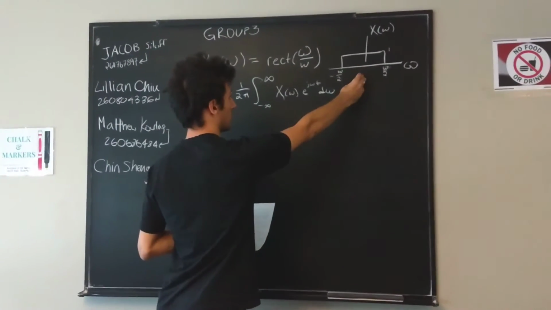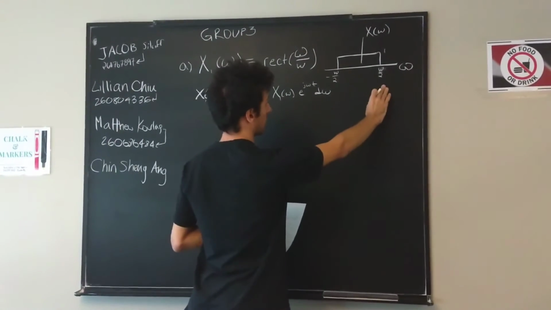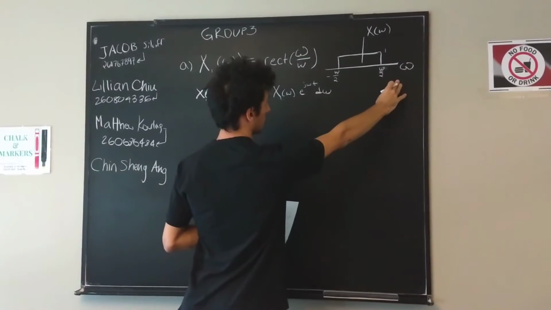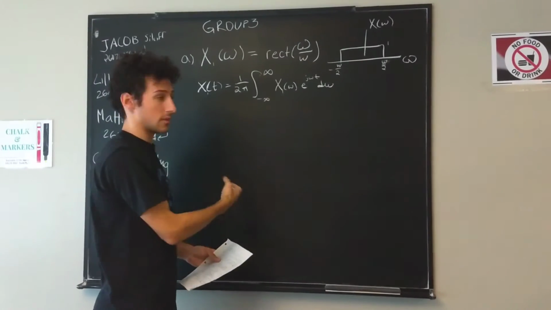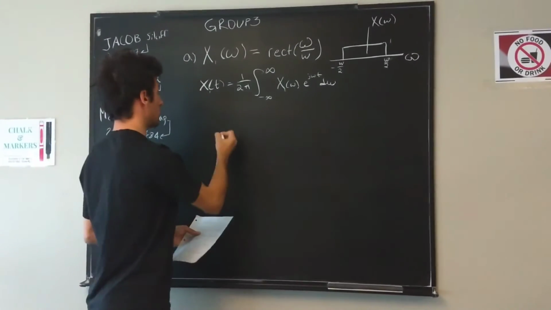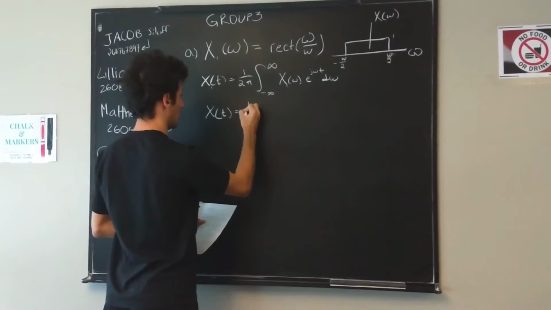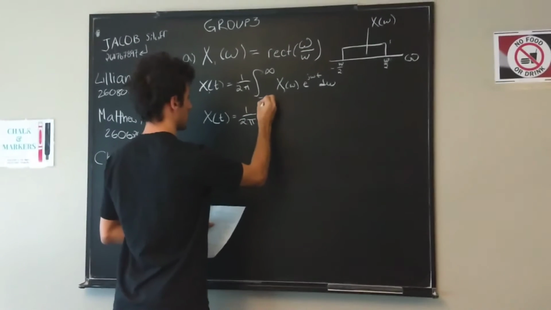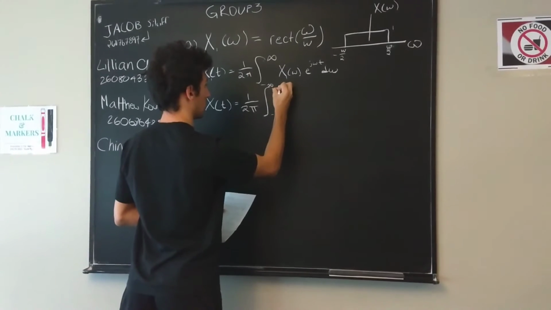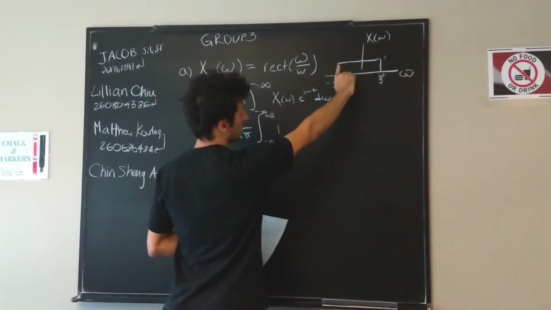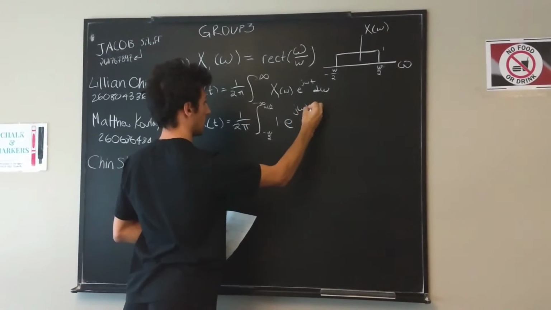to this signal. So we know that for all values of omega greater than w over 2 or less than negative w over 2, this is going to be equal to 0, which means that it doesn't contribute at all to x of t. So we can rewrite this as x of t equals 1 over 2 pi times the integral from negative w over 2 to w over 2 of 1, which is the value between these two bounds, of e to the j omega t d omega.